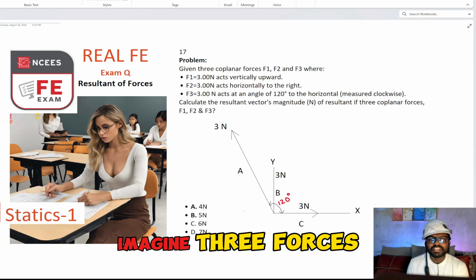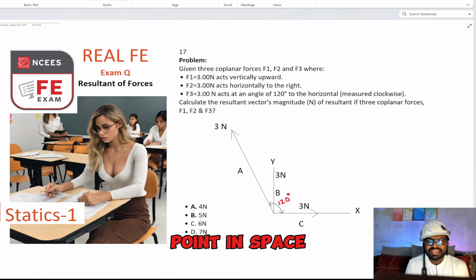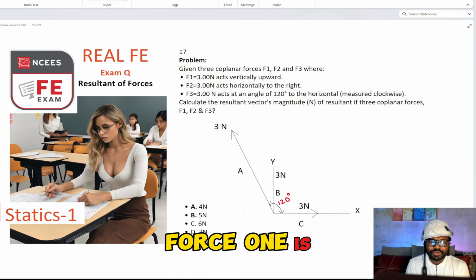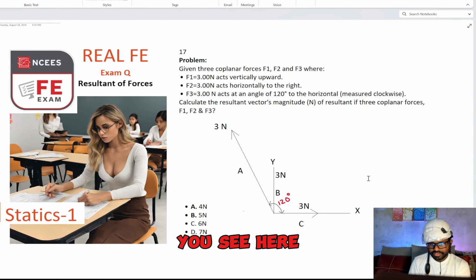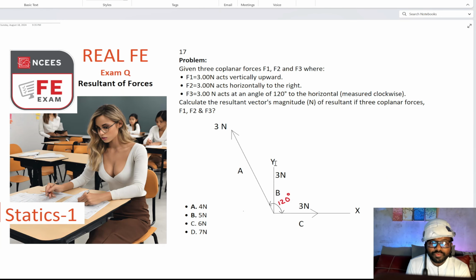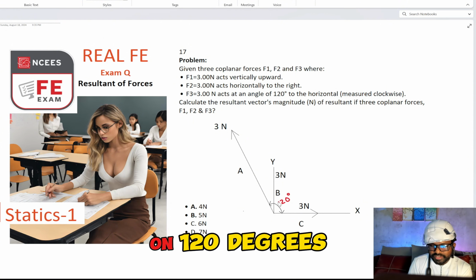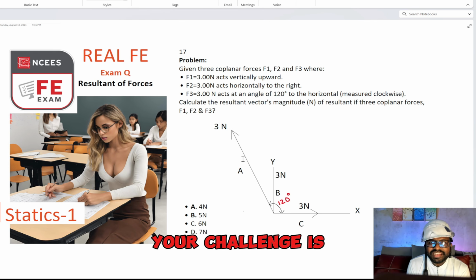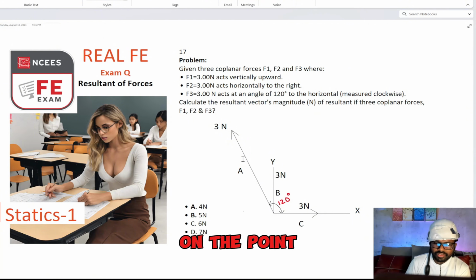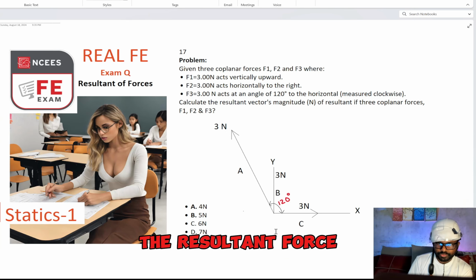Imagine three forces acting on a point in space, just floating there. Force 1 is pushing straight up. That is what you see here. This is the force F2. And the tricky one, force 3, is pushing at a sharp angle, 120 degrees with the x-axis, 3 newtons. Your challenge is to find the overall force on the point, which is at the origin. We call this the resultant force.